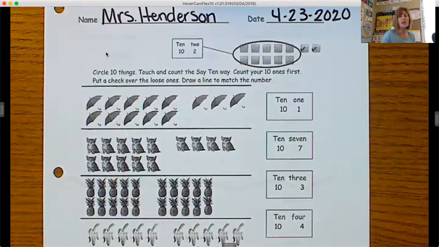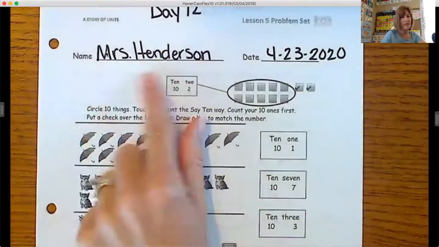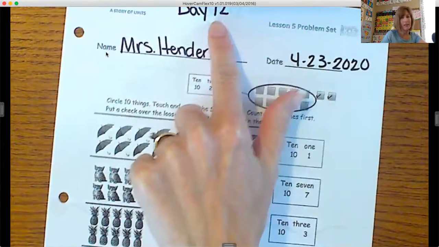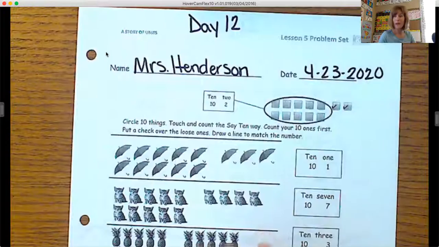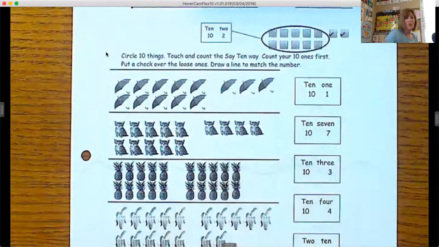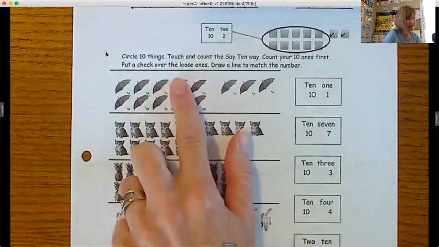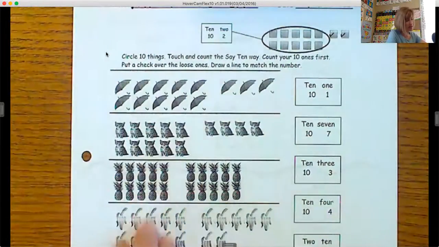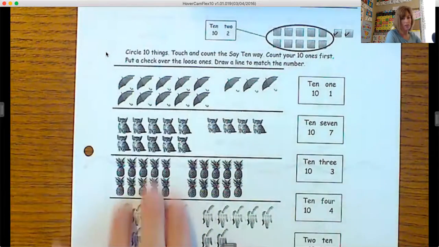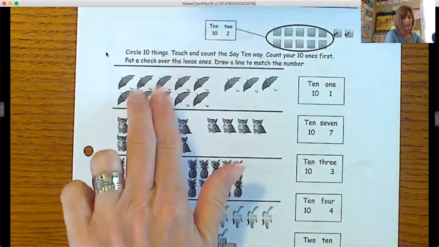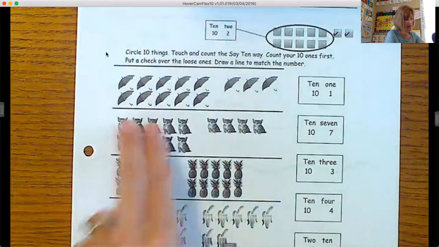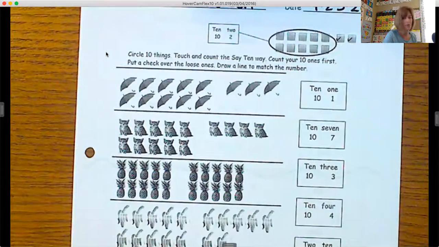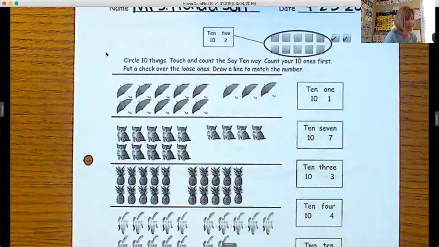Let's go ahead and look at our paper. And again, I have my name and my date, and I put day 12. You don't have to put that, but that helps me remember. So it says to circle 10 things, and our 10 things are already grouped. Okay, so we can look at that. It's like a 10 frame. I know there's 10 there, 10, 10. Okay, so they're already grouped in this side in 10s.